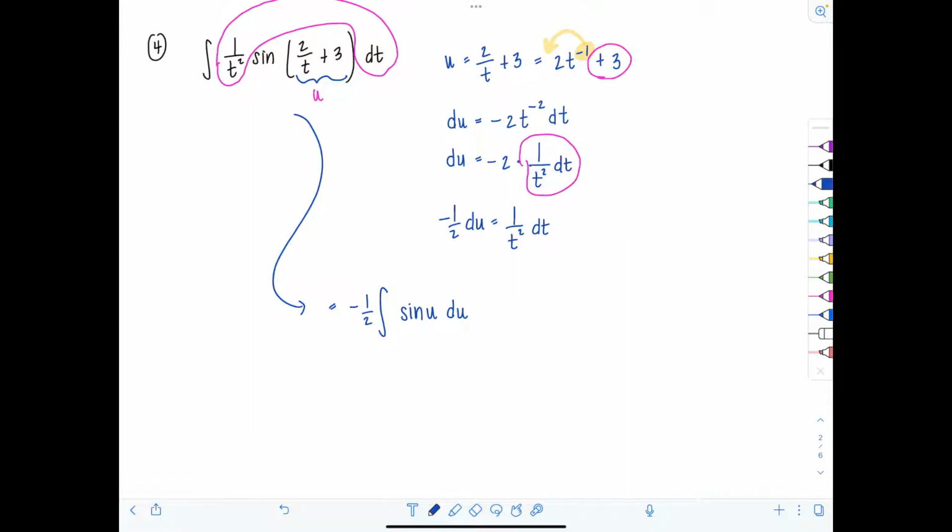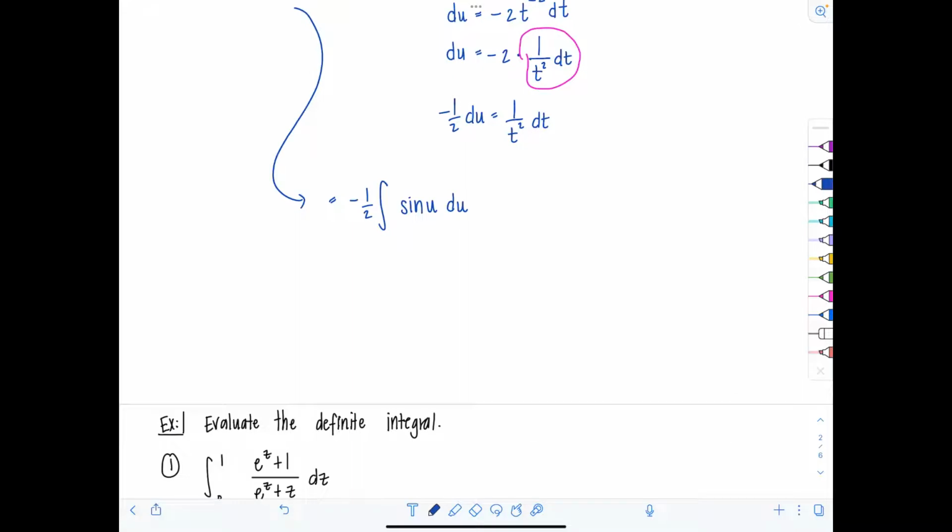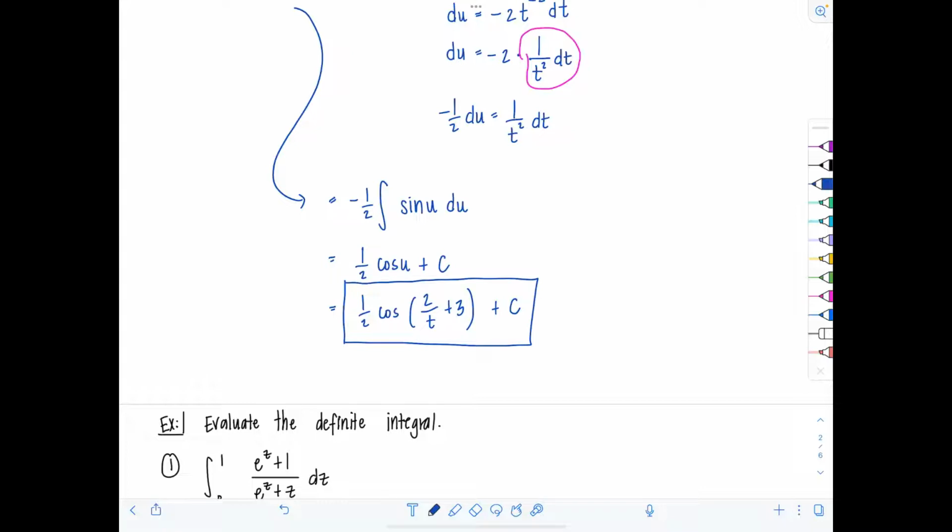Okay. What a cleanup. Look at that harmless little integral looking at us. Okay. Antiderivative of sine u. It's going to be negative cosine of u. And we already have a negative sitting out there. So now this is going to be +1/2 cosine of u plus c. Beautiful. And then go back, replace u with what it was originally equal to in terms of t. So we're going to have 1/2 cosine. U was, I'm going to write it the way it was in the problem, 2 over t plus 3, plus c. Et voila.